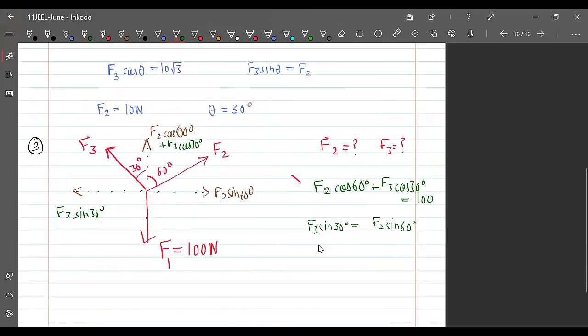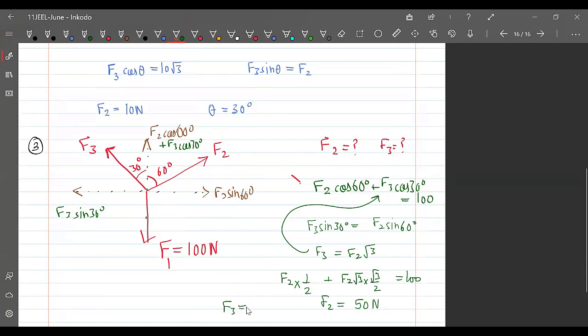So from here a relation comes. This is F3. Sin 30 is half, so F3 is equal to F2 root 3. Then we can put F3 here. So F2 cos 60 is half, F3 is F2 root 3, and cos 30 is root 3 by 2. That is 100. 3 by 2 plus 1 by 2 is 2, so F2 will be 50 Newton. F2 is 50, so F3 will be 50 root 3. That will be the answer.